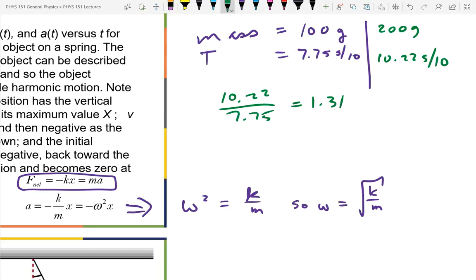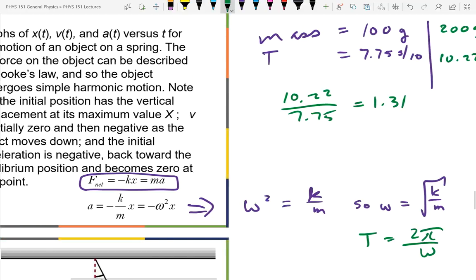But we can see that the angular frequency varied with mass. The period should be equal to 2 pi over omega. And so the period went up as omega changed because of the mass.